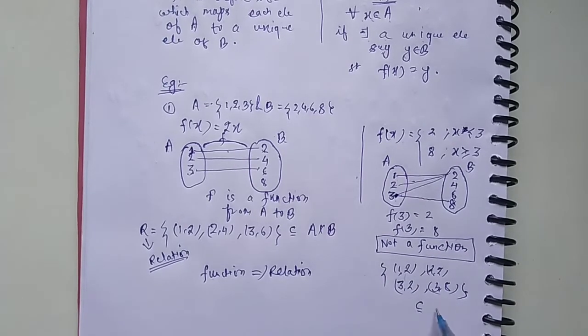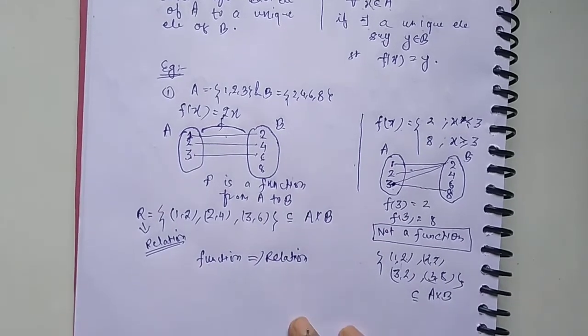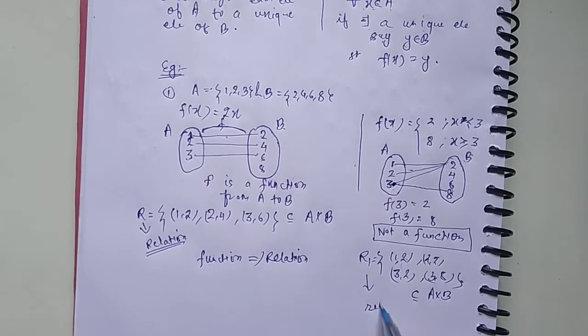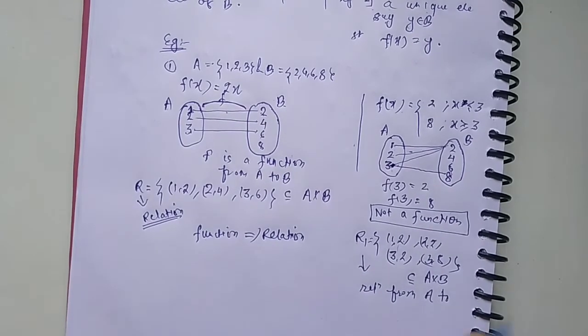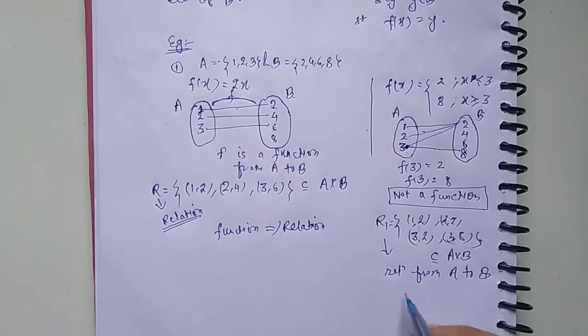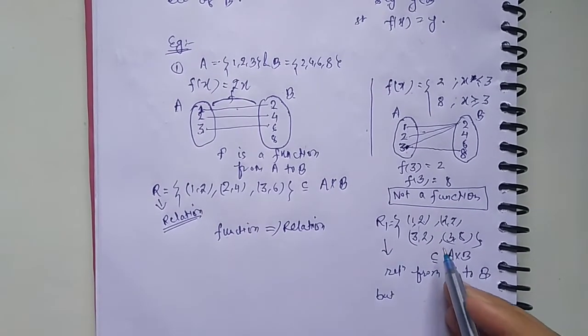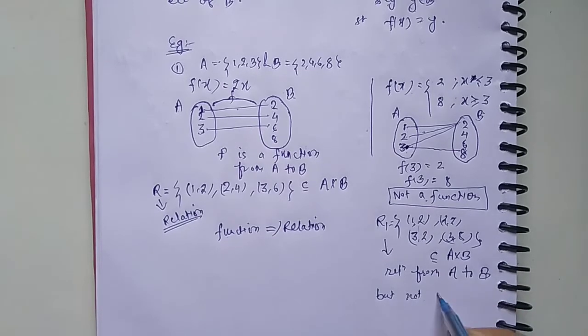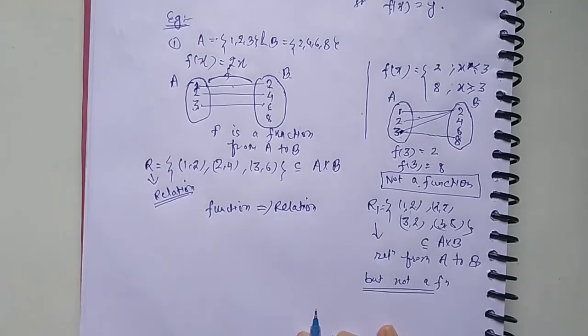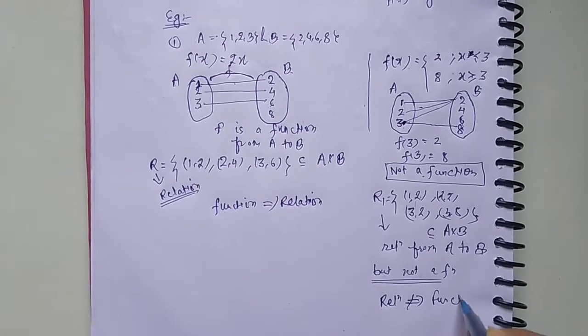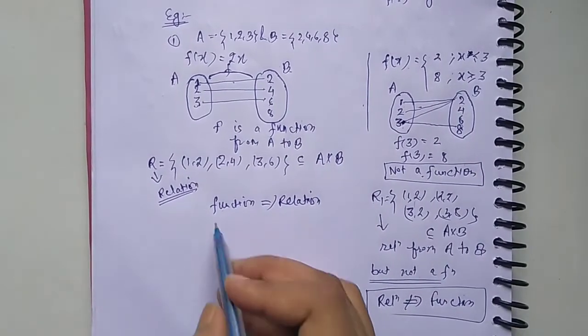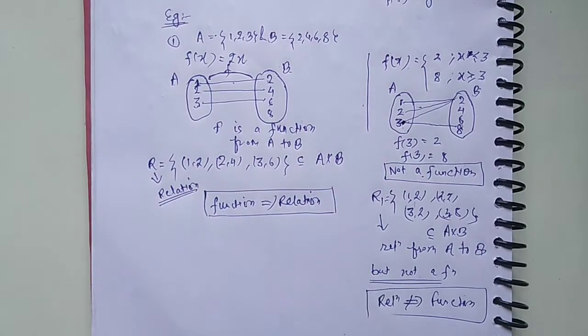So this is again a subset of A cross B. That means if we say it is equal to R1, then R1 is a relation from A to B. But we saw that it is not a function. This means that every relation need not be a function. Relation doesn't imply function. But a function always implies a relation.